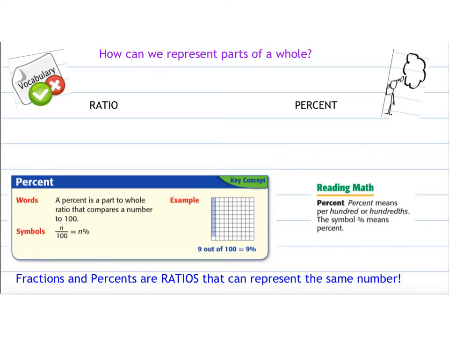Okay, so one thing to think about here is how can we represent parts of a whole? So if it's not a whole number, how can we represent that? So ratio, this is a vocab word we need to have written down. This is a comparison of two quantities by division.